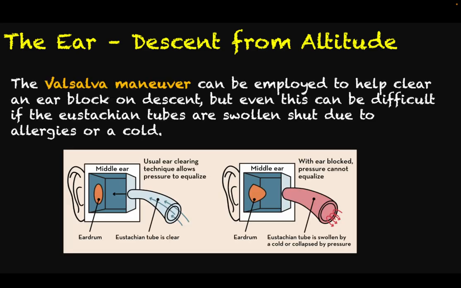Now, a common solution to this is to perform what's called the Valsalva maneuver. So even if you didn't know exactly what this is called, you've probably been encouraged to do it before. It involves using your hand and pinching your nose and then breathing outward without letting any air escape your mouth. So when you do that, you can feel the sensation of your eardrum trying to pop back into place. So this can actually be a mechanism for trying to force air into the eustachian tubes to clear out that ear block and get your eardrum back into the correct configuration. But even with this maneuver, that can be difficult if your eustachian tubes are swollen shut due to allergies or a cold or a viral infection.